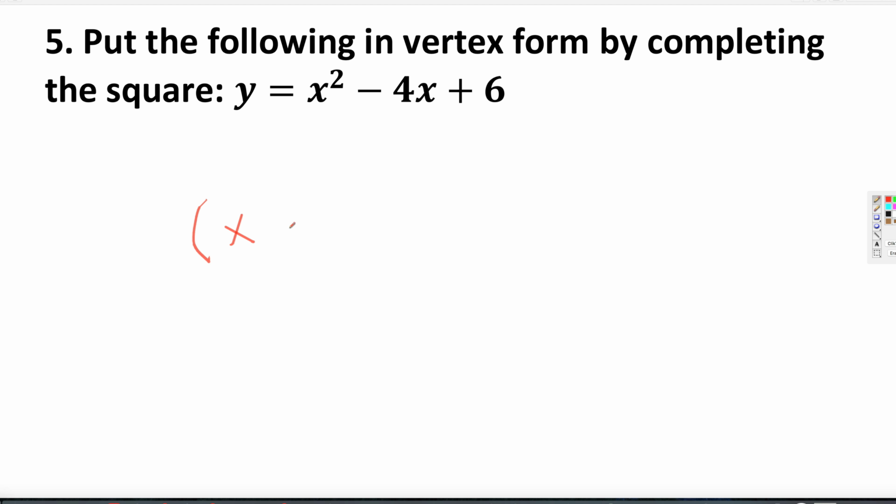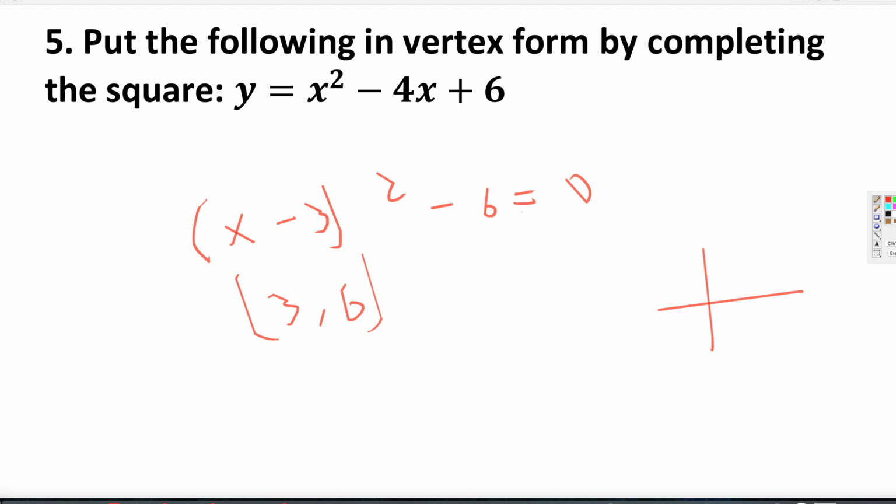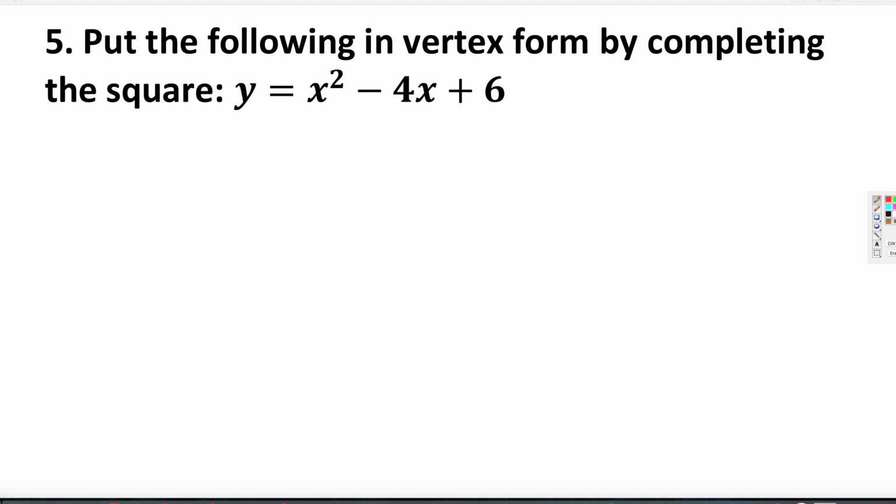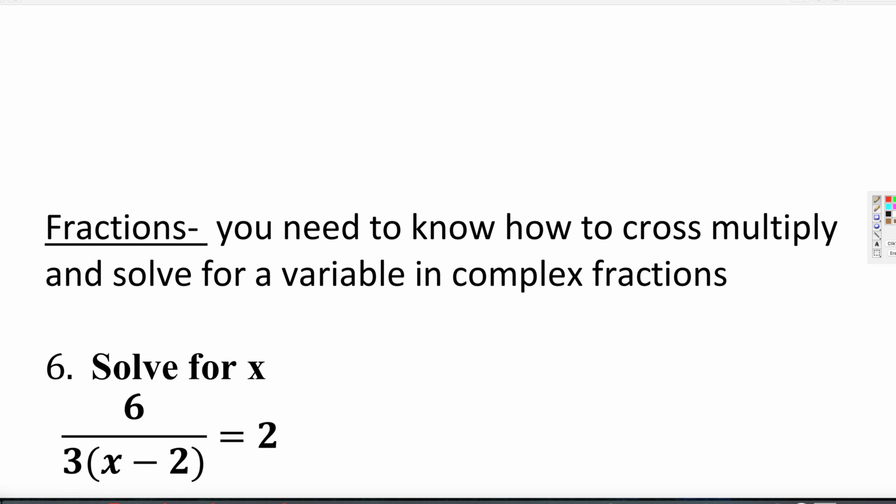Let's say I had x minus 3 squared minus 6 once I did vertex form, right? What are the coordinates of the vertex in this case? So the correct answer would be 3, -6. And what that means is if I go to the graph and I look at the point 3, -6, that'll be the vertex of my parabola. Okay, so that's called vertex form, done by completing the square.